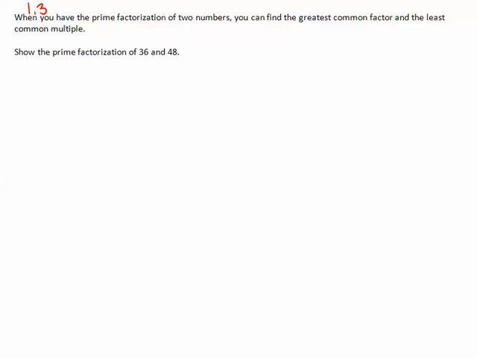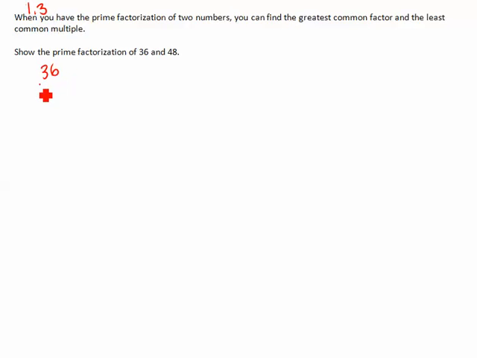So the first thing we're going to do is let's look at this question. What is the greatest common factor and the least common multiple of the numbers 36 and 48? Well, let's start off separately, and let's make it very simple and just separate the two numbers, and let's just look first for the prime factorization of 36.